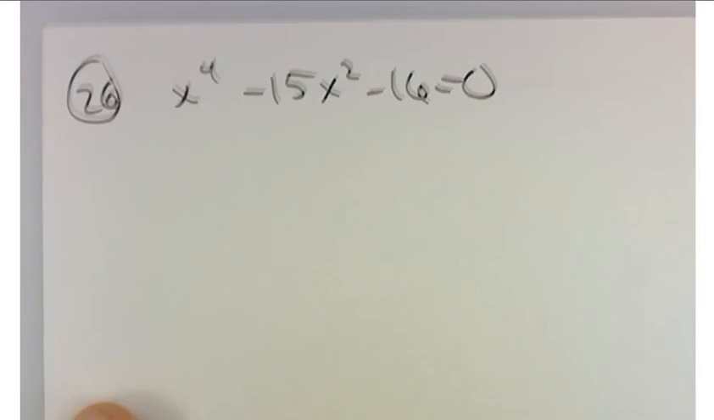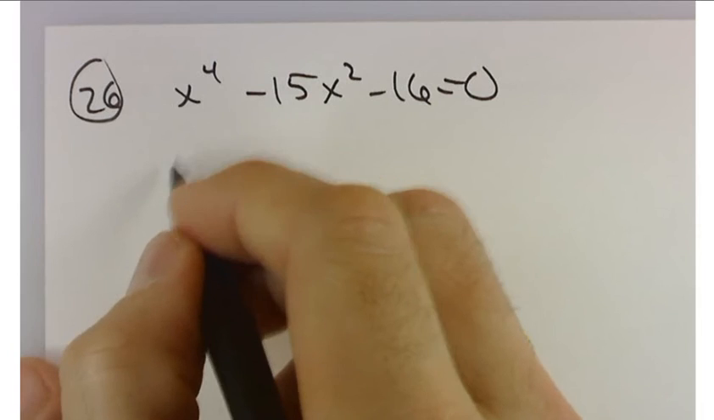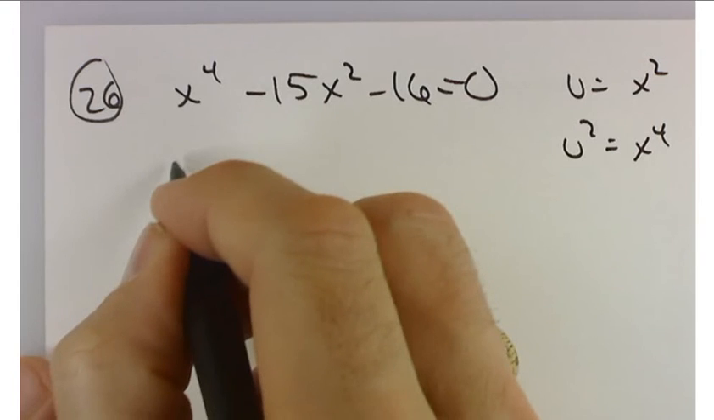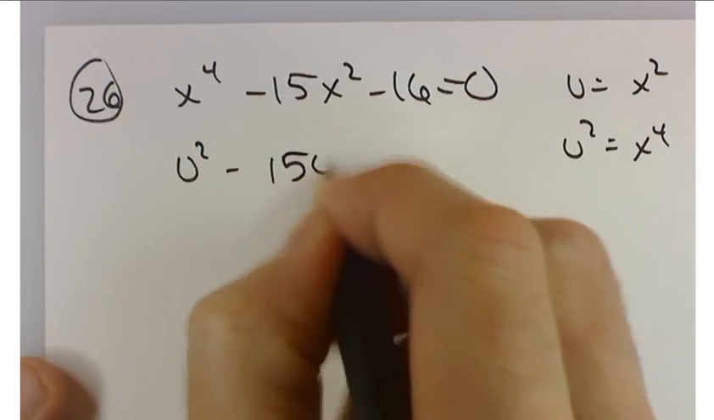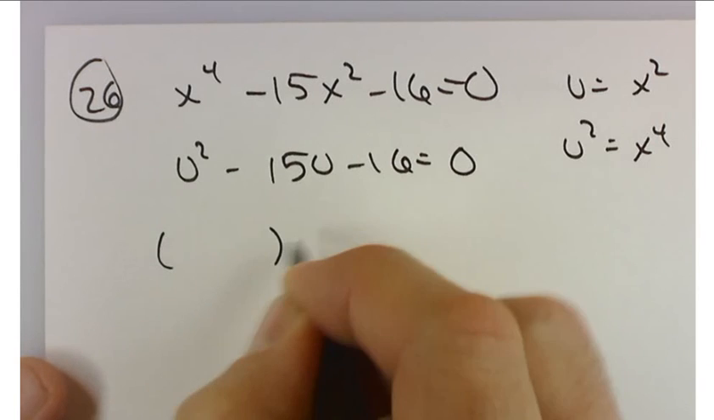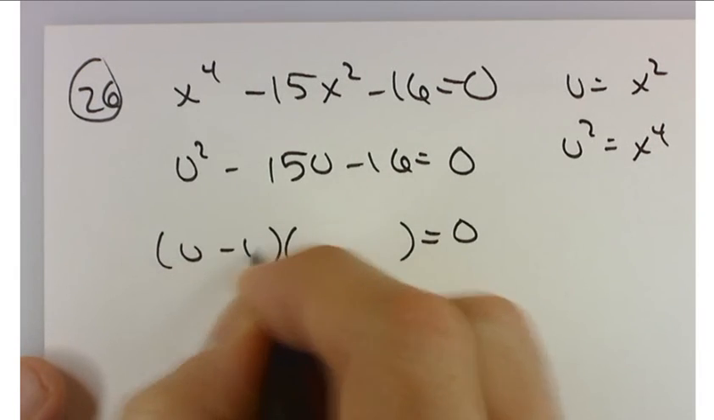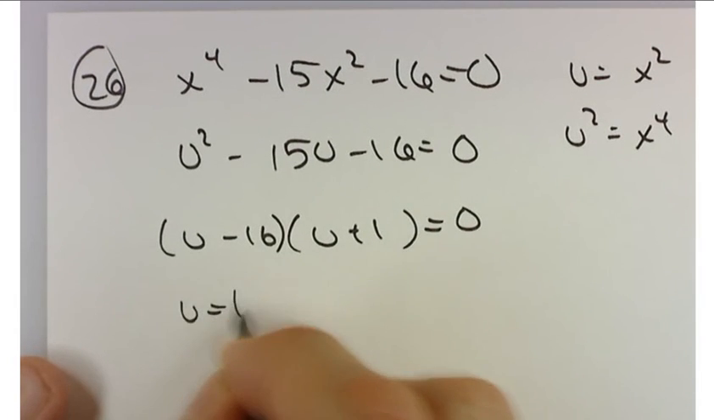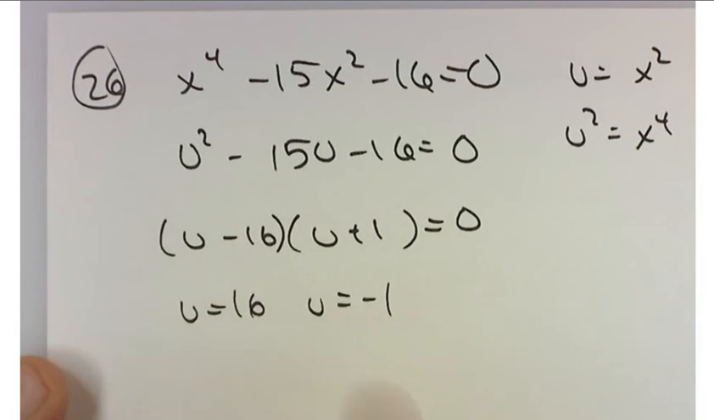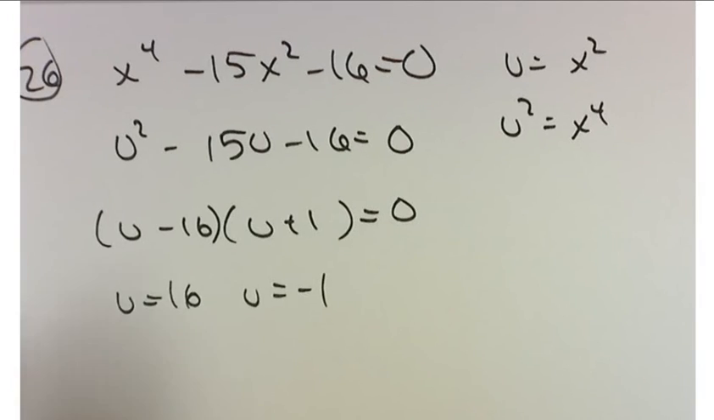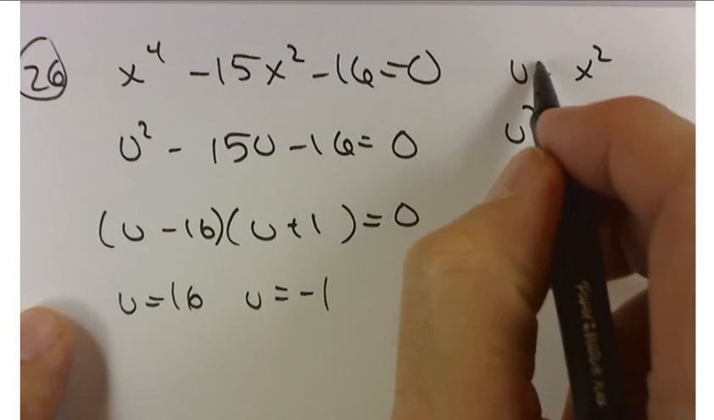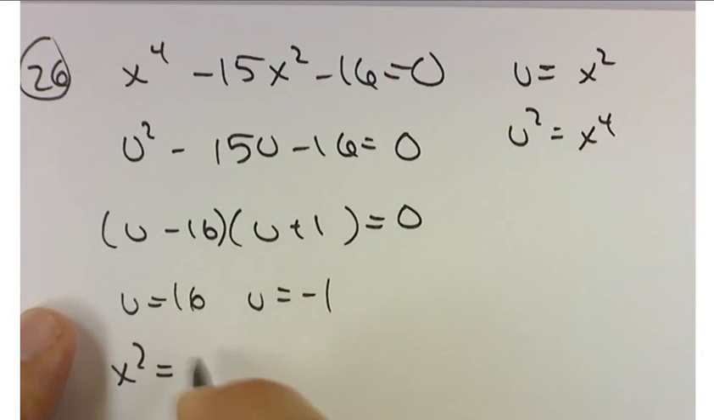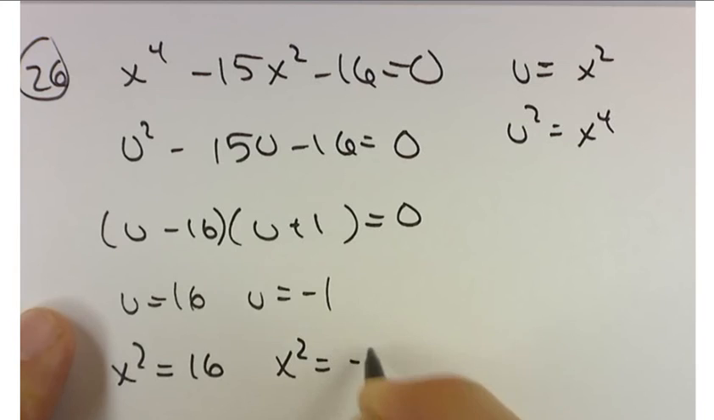Okay, so let's think here. We're going to let u equal x squared. U squared equals x to the 4th. So this equation becomes u squared minus 15u minus 16 equals 0. And that factors into u minus 16 times u plus 1. And that gives me two solutions of 16 and negative 1, just changing the sign there. But we're not interested in trying to solve for u. We're interested in trying to solve for x. So let's go back now and recall that u is x squared. X squared equals 16. X squared equals negative 1.